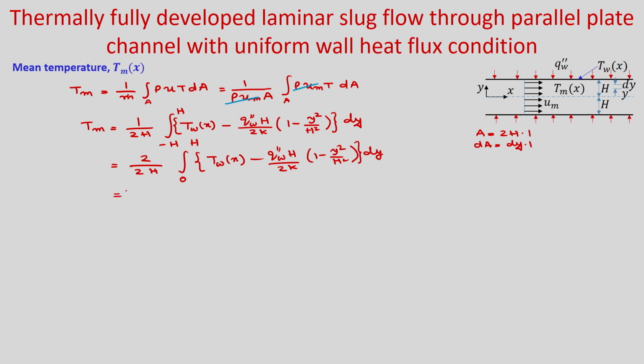Okay. So, you can write now 1 by h. Okay. So, first term, it will be just integral dy 0 to h. So, it will be T w into h. Okay. Then minus q double prime w h by twice k. Okay. So, now you can see this one. So, this one will be integral dy. So, it will be y, and if you put the values 0 to h.